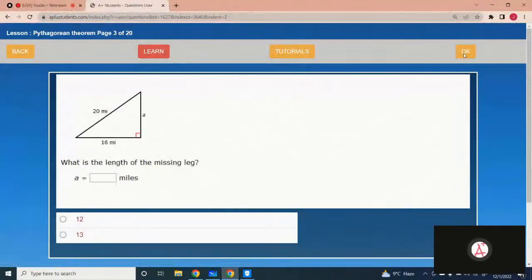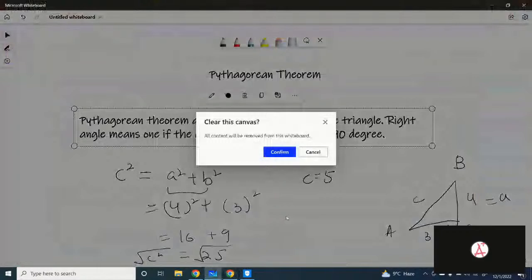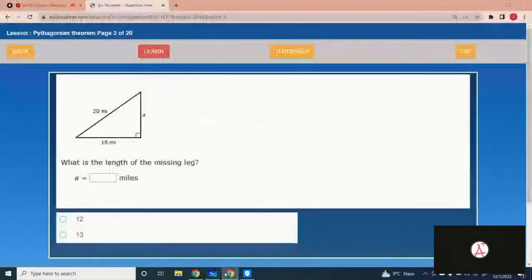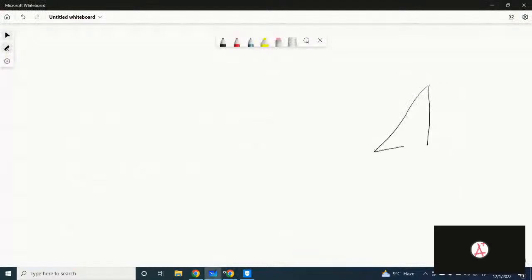Okay, the next one is 20 miles and 16 miles. You are given the hypotenuse. You have to find the opposite side. A, 16 and 20. That is C. You have to find the side length A. We know that the Pythagorean theorem is C square equals A square plus B square.